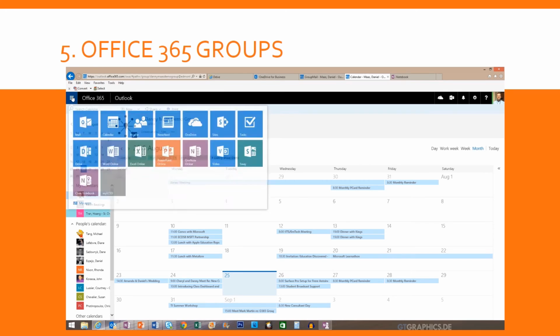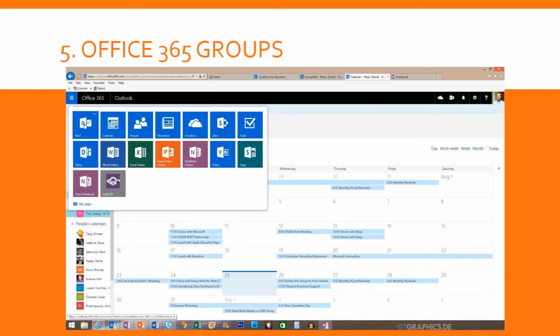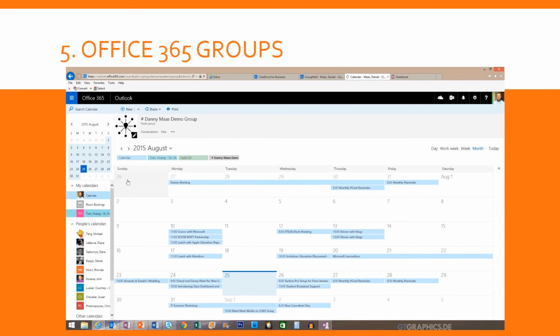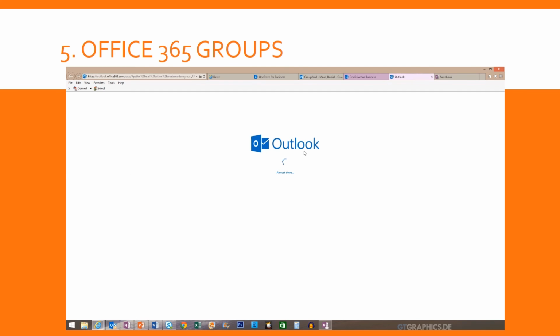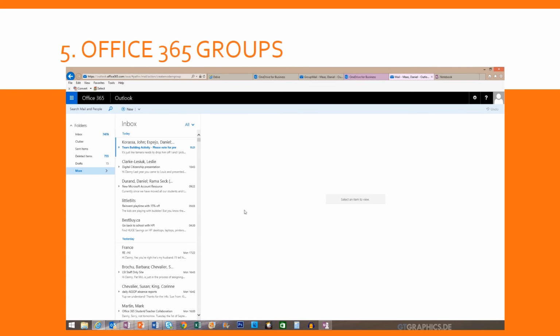To find Office 365 groups, you can either go to your mail or your OneDrive, and on the left navigation in the middle you'll see an area for groups and the plus. Simply hit the plus button and you'll be led through a wizard to get started with creating a new Office 365 group.